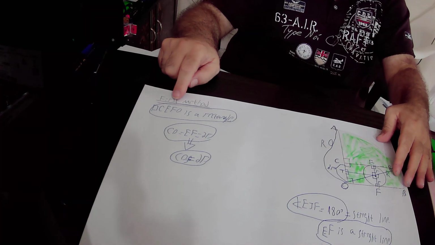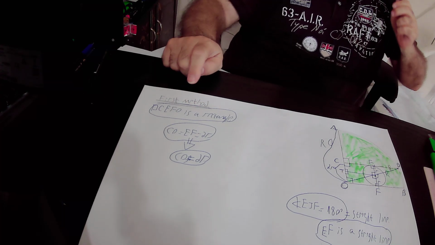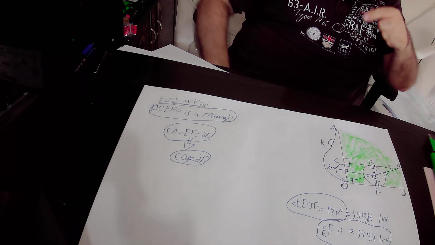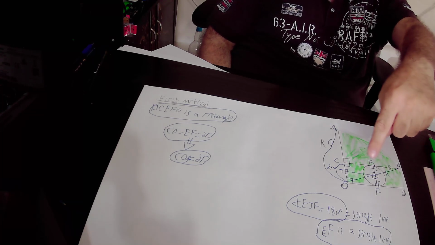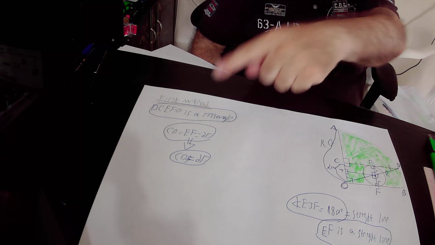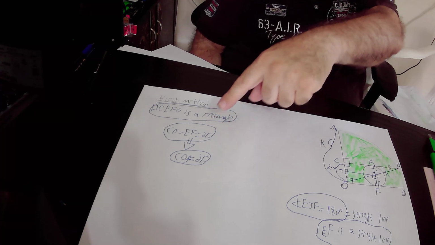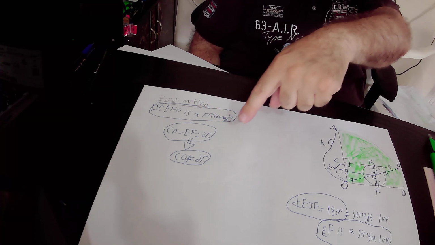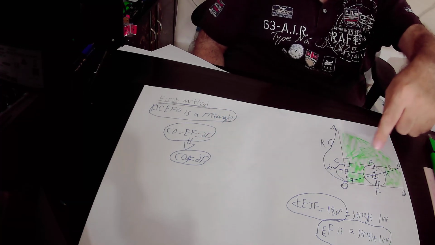Quadrilateral CEOF is a rectangle. Why? Because it has 4 right angles. But we know that the opposite sides of a rectangle are equal to each other. That is to say CO equals EF in rectangle CEOF. But we have already found out that EF equals R plus R, that is 2R. And from this equation, CO equals EF equals 2R, we will derive that CO is also equal to 2R. Here CO equals 2R.